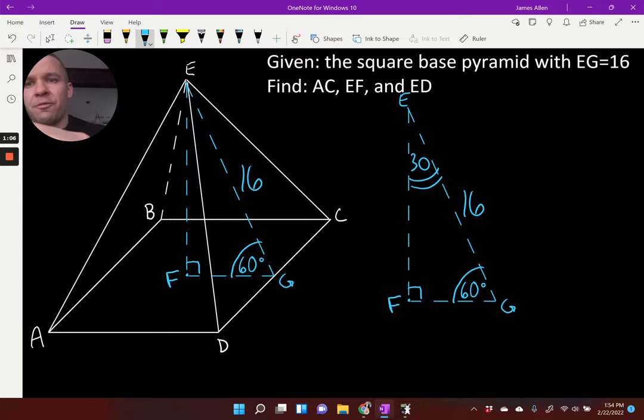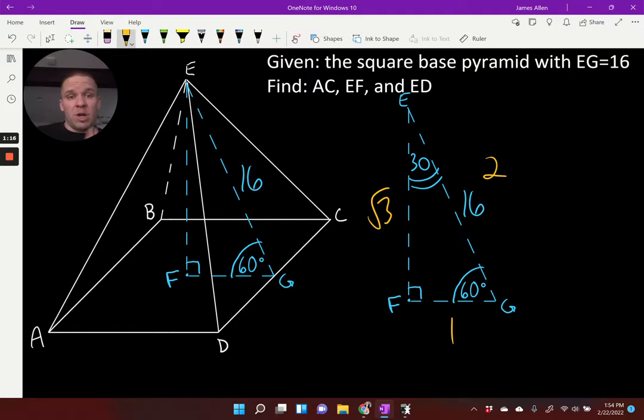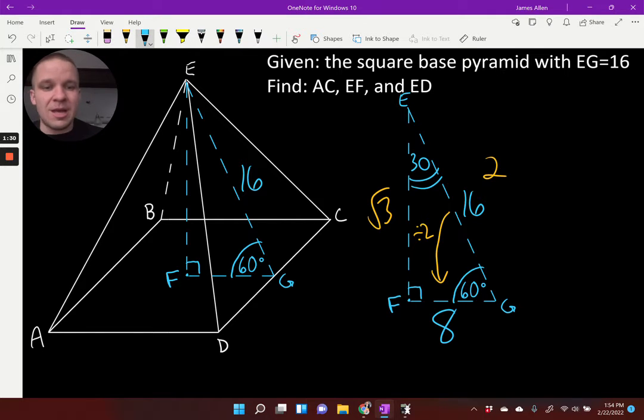Across from my 30, if we do recall, across from the 30 is the 1, across from the 60 is a root 3, and across from the right angle is a 2. So if I know the short side, I can multiply by root 3 to get the root 3 side, or I can multiply by 2 to get that long side. Or do the inverse operation to get back, meaning I would have to divide by 2 to get that short side. 16 divided by 2 is, you guessed it, 8.